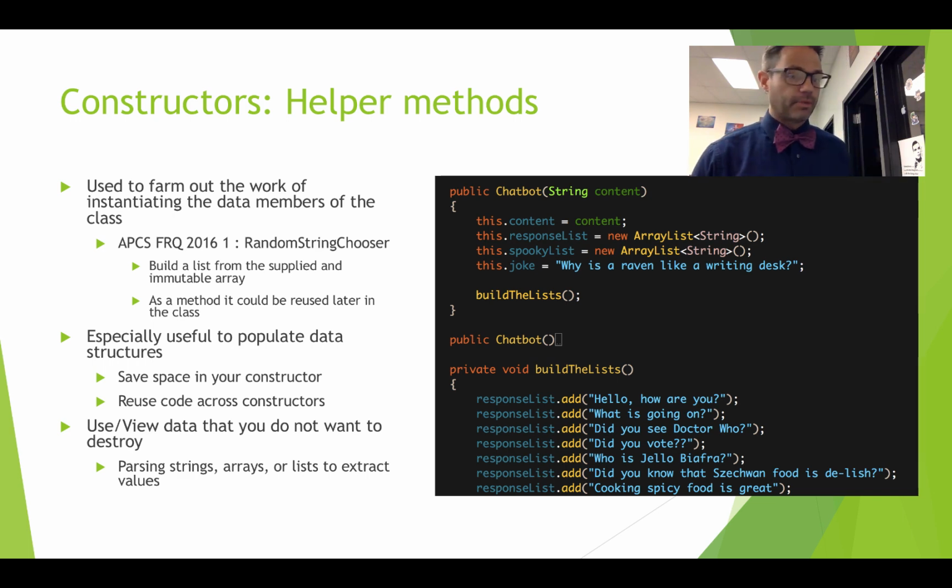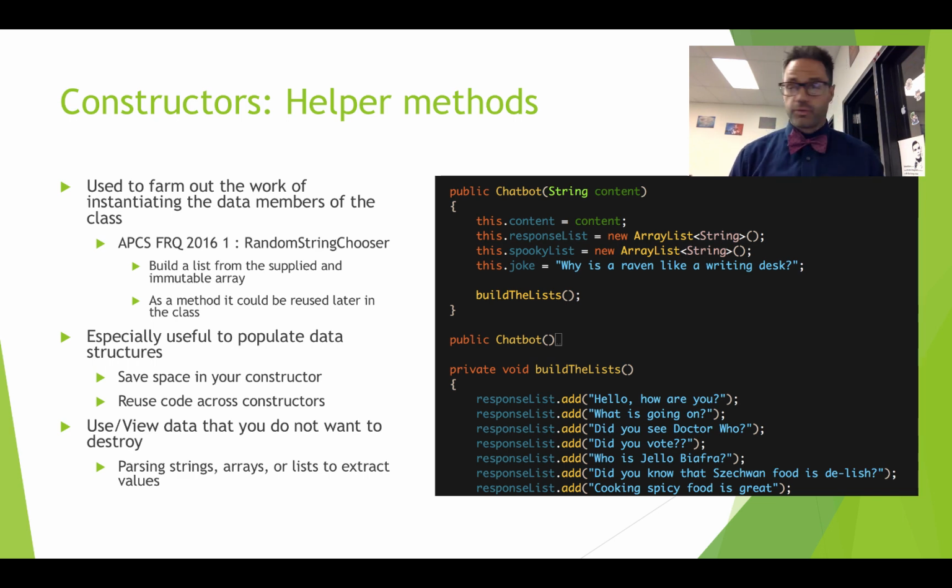It's also really good to populate data structures. We have that example over here with my chatbot code. I have a helper method called buildTheList that I'm calling inside this constructor. It's also called inside the default constructor right here. The buildTheList helper method goes through and adds a whole bunch of responses to the response list, as well as a whole bunch of spooky items to the spooky list. So I can have that pre-built data structure handled. Instead of having a giant, massive pile of code inside my constructor, I just call the buildTheList helper method, and that goes through and does all the work of assigning values into the data members so I can use them later on.